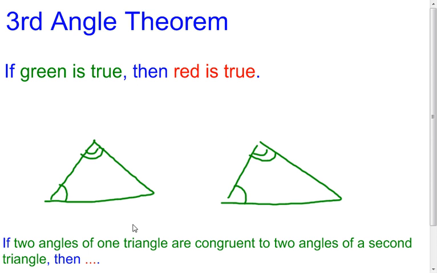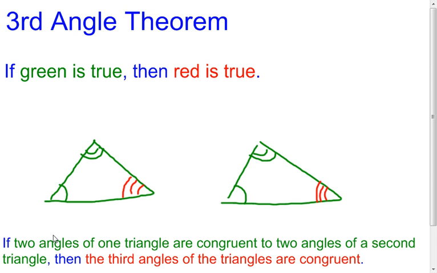Now notice there's no red in my picture yet. But what the green is telling us is we have two triangles, and we know these two angles in the different triangles are congruent, and we know these two angles in the triangles are congruent. So if we know that, we're going to be able to figure out something about these two angles. We are going to know that this angle from the triangle on the left is going to be congruent to this angle on the triangle on the right. And that's the third angle theorem.